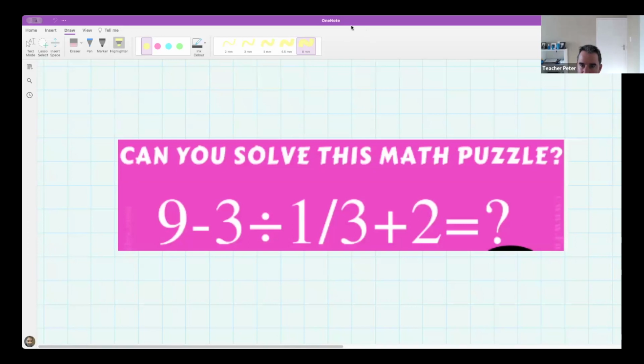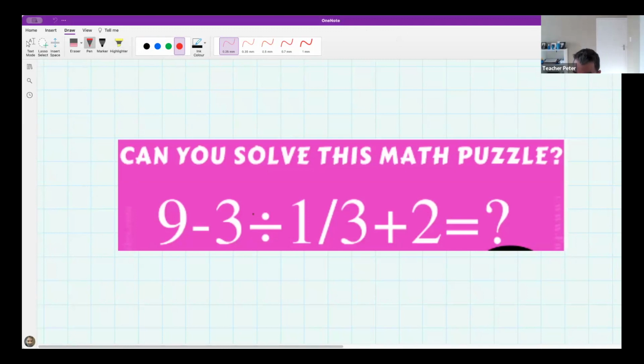Okay, what do we think? Who feels like they know what this is? Now, I'll give you a hint. BODMAS is important. The order of operations is important, and so you need to think about what gets done first. What do we think gets done first?